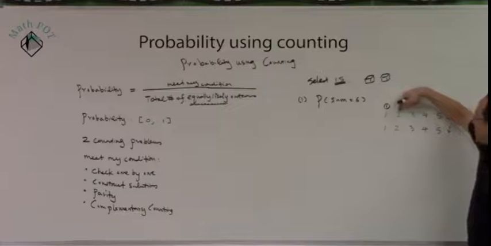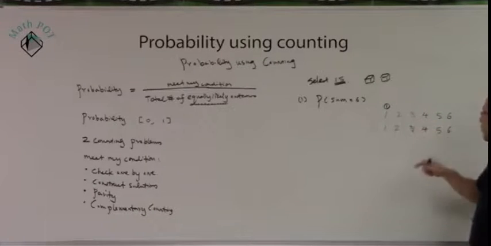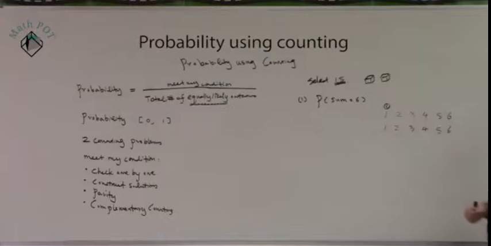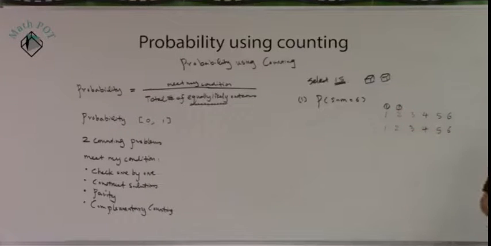Next, how about first number is 2? It's very clear. 2,1 will work. 2,2, 2,3 will work. Until you find 2,4, which definitely adds together to equal 6. So 2,5 and 2,6 will not. That means we have one way if the first number equals 2.